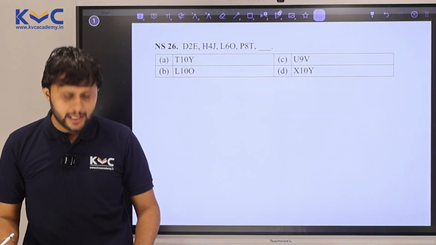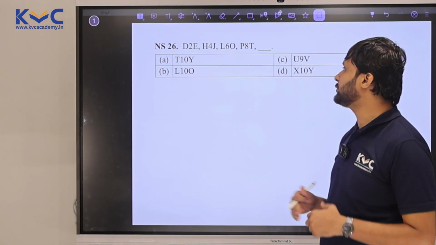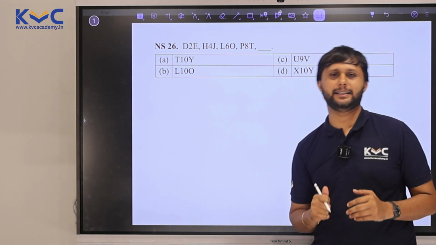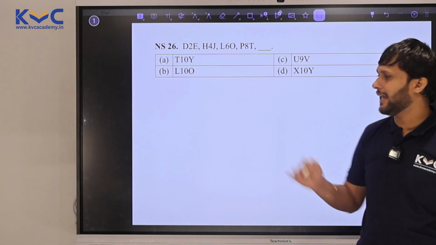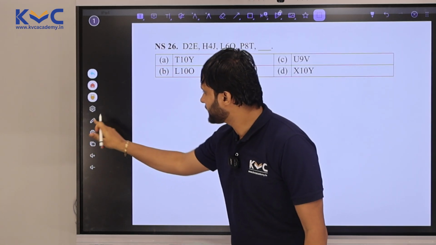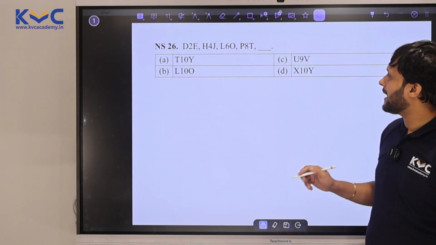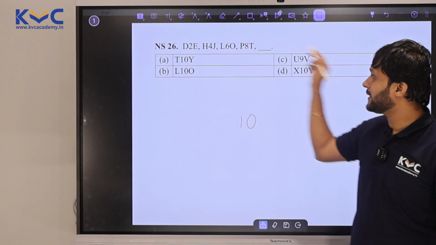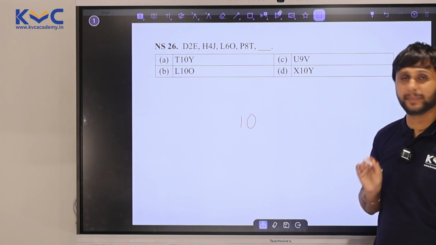Question number 26. We have D2E and then we have H4J, L6O and P8T. So what are we doing here? First we'll check the numbers so that we can eliminate options. We have 2, 4, 6, 8. The middle number we have 10. So it should be 10 for sure. 10 is there here and here. It's either A or D, 10 in the middle.